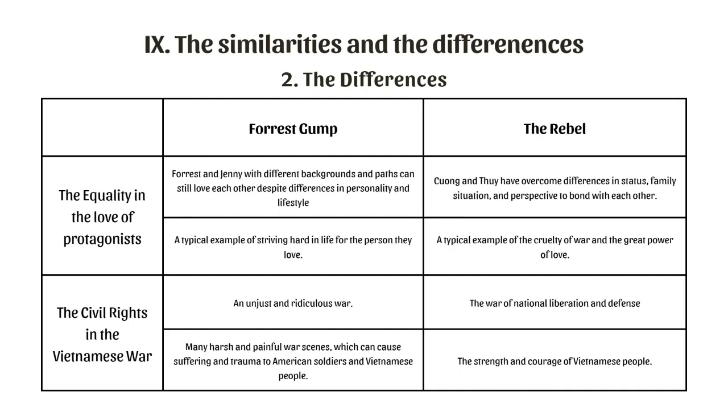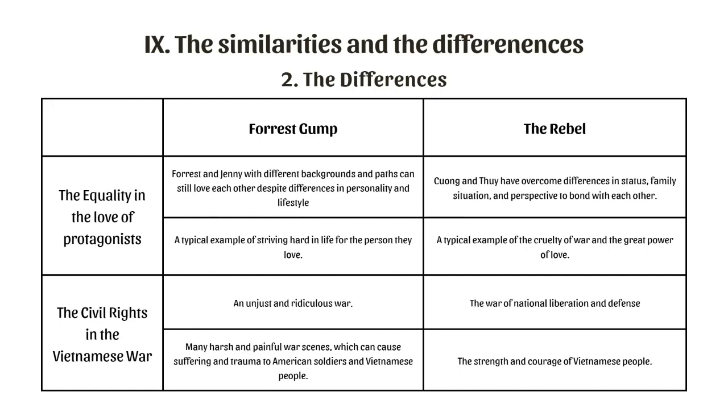About civil rights and the Vietnam War, in the movie Forrest Gump the Vietnam War is depicted as an unjust and ridiculous war. The American soldier characters do not understand the reason for the war. They are only mobilized according to orders and carry out the mission to destroy the Viet Cong. The film has many harsh and painful war scenes which show the suffering and trauma of American soldiers and Vietnamese people.